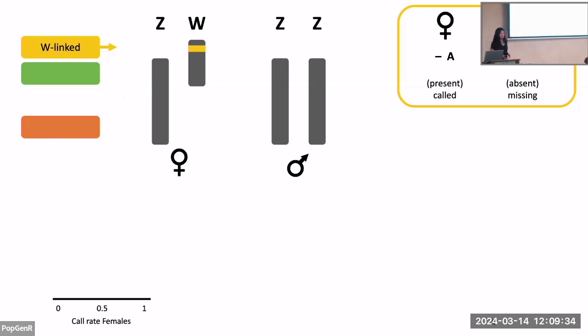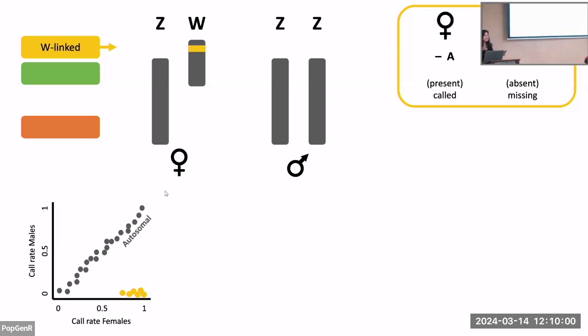So if we plot the proportion of heterozygous females versus the proportion of heterozygous males in which a locus was called, W-linked loci are here, down in this corner. So present in females, but absent in males, allowing for some sequencing errors. On the contrary, autosomal loci should be around here, with basically no difference in call rate between the sexes.